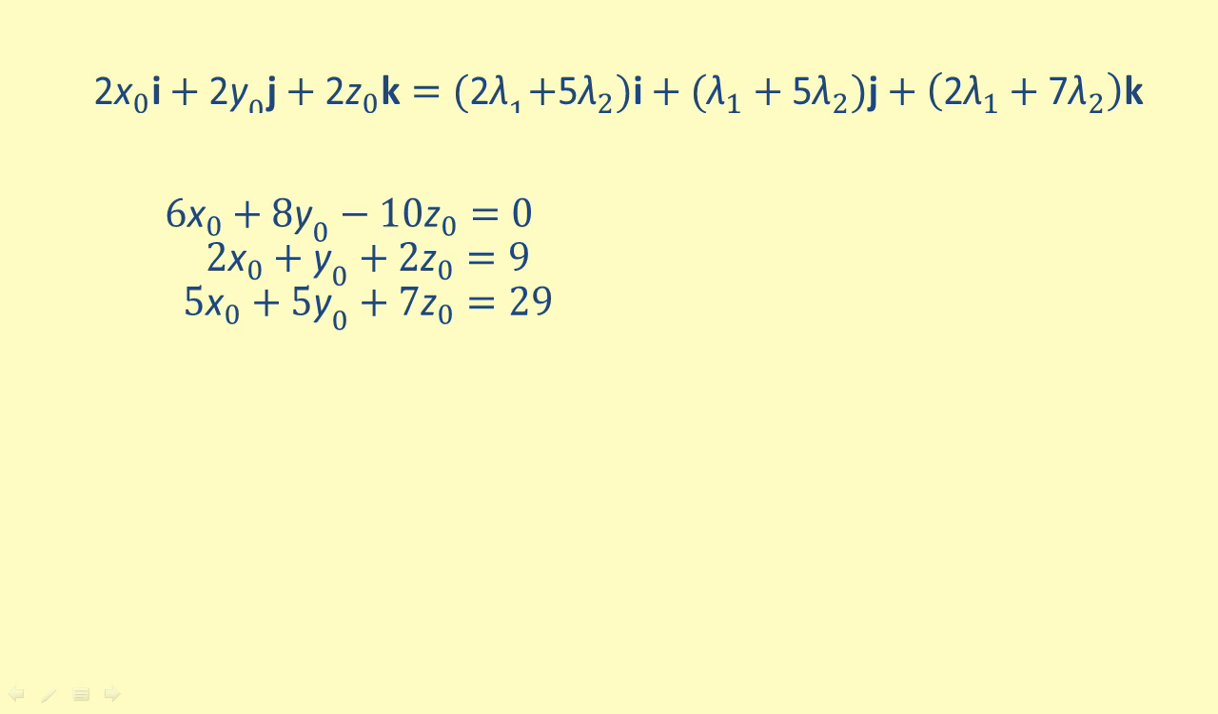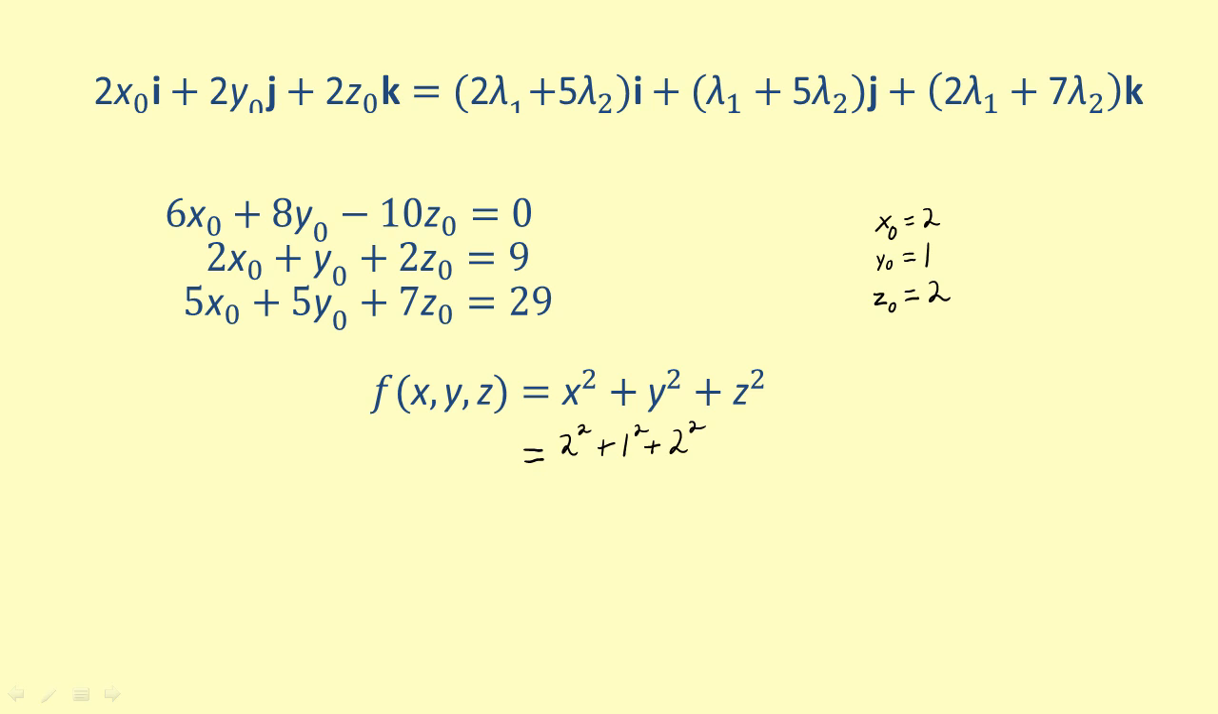After solving this system of equations, we get x sub 0 equals 2, y sub 0 equals 1, and z sub 0 equals 2. Substitute these values into the original function, x squared plus y squared plus z squared. This gives us 2 squared plus 1 squared plus 2 squared, which equals 9. So, f of 2, 1, 2 equals 9 is a minimum of the function x squared plus y squared plus z squared, given the two original constraints.